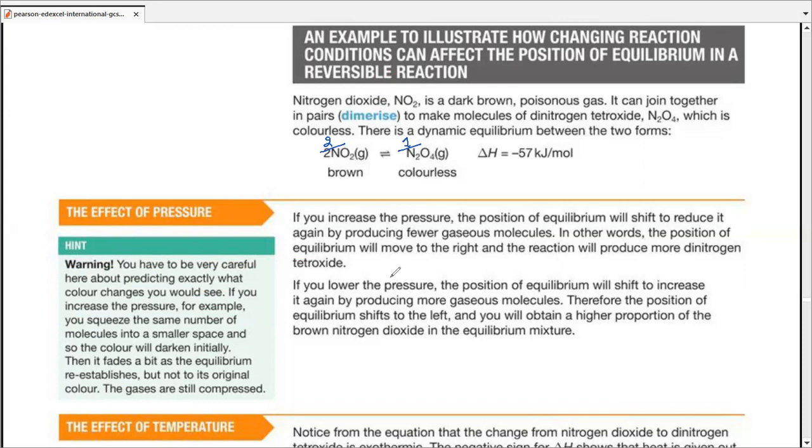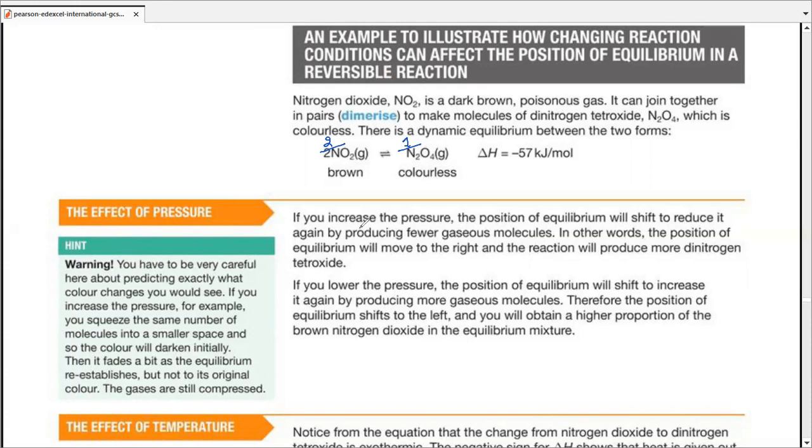Right. Perfect. It shifts to the right. Why? Because there are fewer gas molecules over there. Make sense? And if I lower the pressure, vice versa would happen. It would shift towards the left because this time it would try to shift in favor of a higher number of molecules.